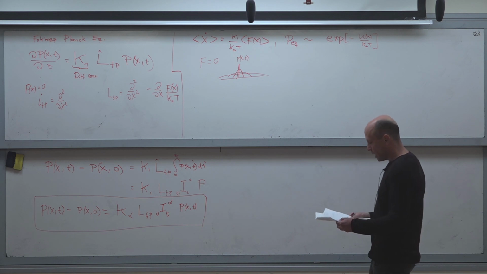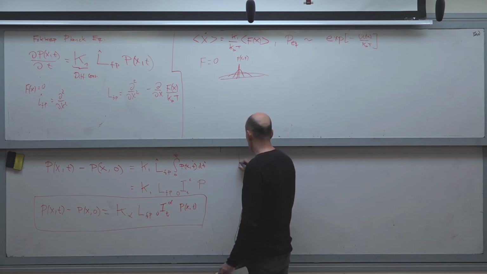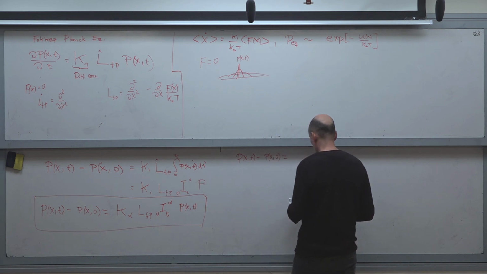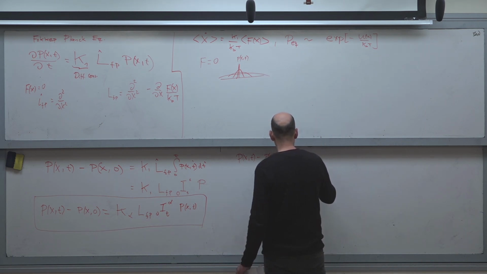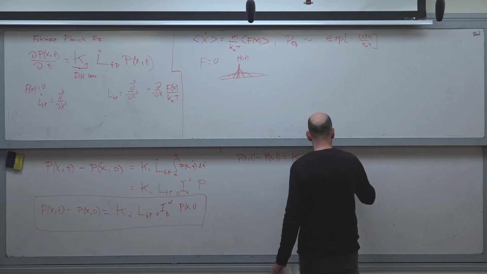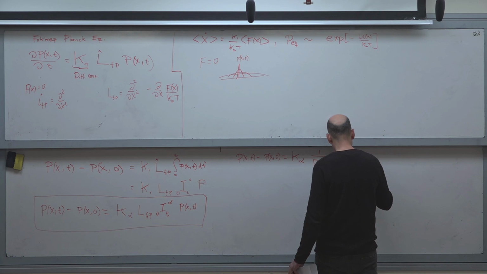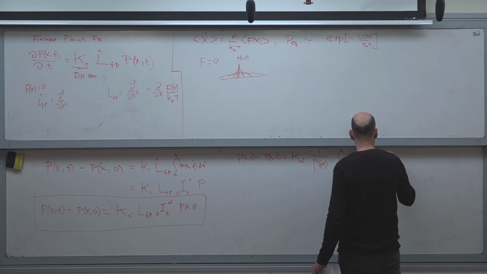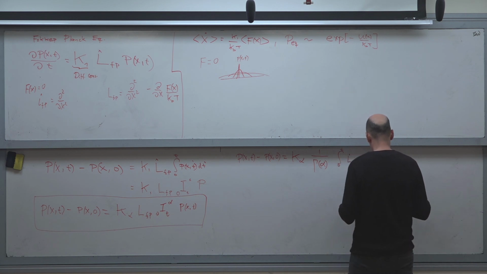Okay, what is that? Let's write it explicitly first of all. P(x,t) minus P(x,0) is equal to K alpha times some gamma function, which is pretty annoying, but it's always there, times the integral from 0 to t of the Fokker-Planck operator acting on P(x,t'), times (t minus t') to the power 1 minus alpha, dt'.